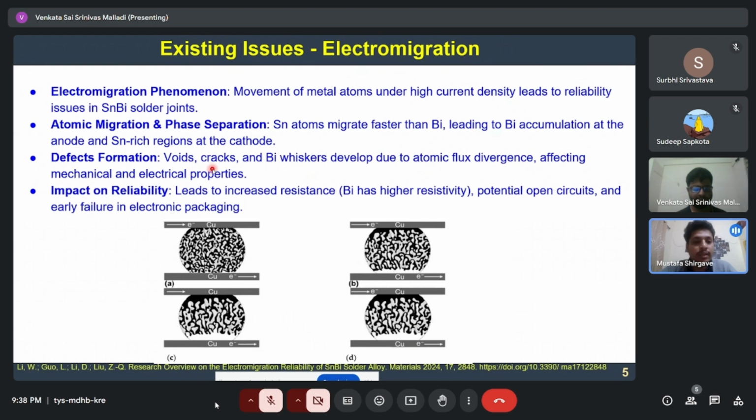voids. Then the defect formation: voids, cracks, and bismuth whiskers develop due to the atomic flux divergence, affecting the mechanical and the electrical properties. The impact on reliability is increased resistance due to the high localized resistivity of bismuth. Localized heating will happen, and it will lead to potential open circuit, void formation, and crack propagation that lead to early failure in electronic packaging.